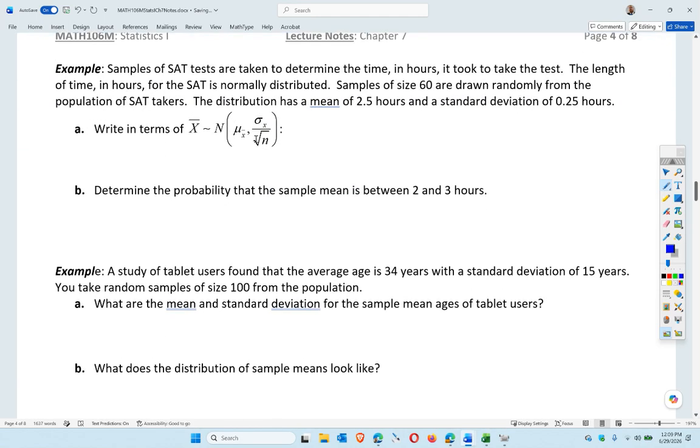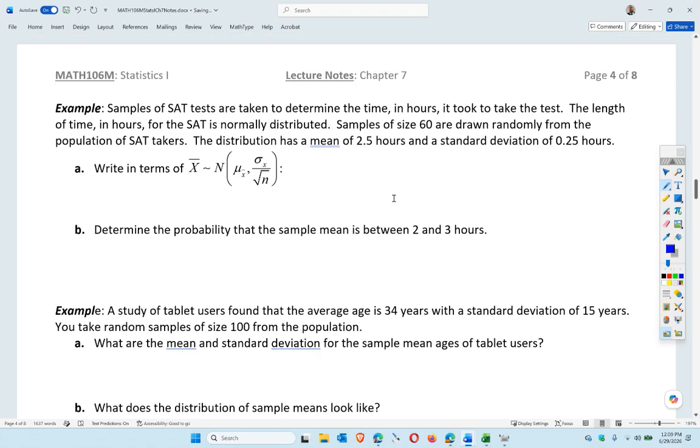All right, so let's take some ones that are not generic here. Let's say we have an SAT, and the hours it takes to take the test, the length of time, the hours in the SAT is normally distributed with a sample size of 60. Okay, so if we're going to write this in terms of the correct symbolism, it would be this, correct?